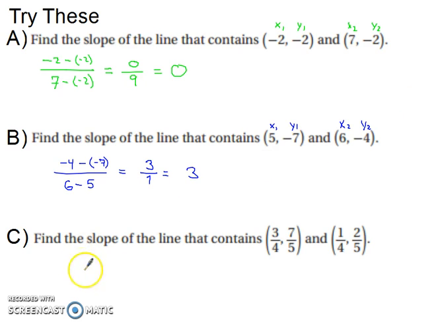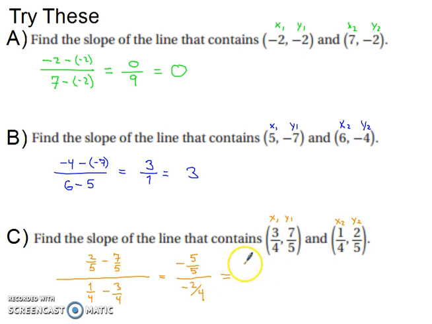And now let's check out the last one. So we have x1, y1, x2, y2. So we have 2/5 minus 7/5 all over 1/4 minus 3/4. So 2/5 minus 7/5 leaves us with negative 5/5. And we have 1 minus 3, which is negative 2 over 4.